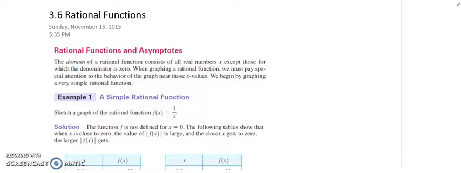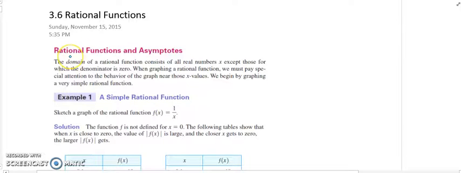Okay, here's section 3.6, rational functions. We haven't dealt with a whole lot of rational functions, at least as far as graphing goes. There's only, I think, four problems we're gonna work, maybe five, but there's just some information we gotta get through first, so be sure you pay attention to this to make those problems easier, and take good notes.